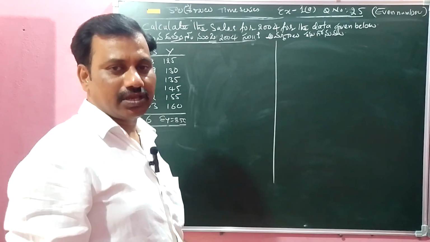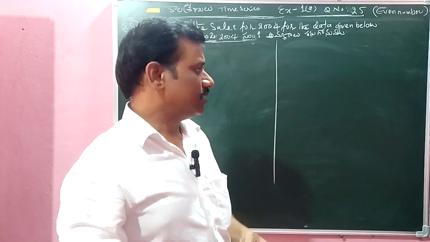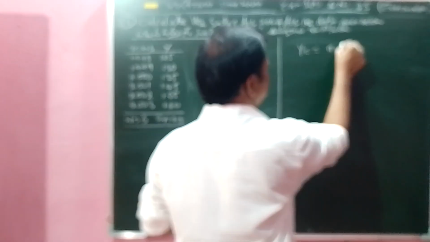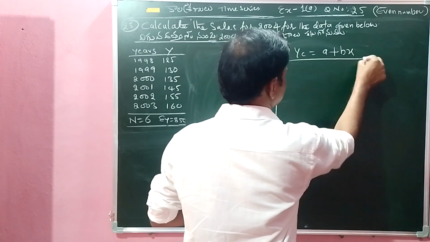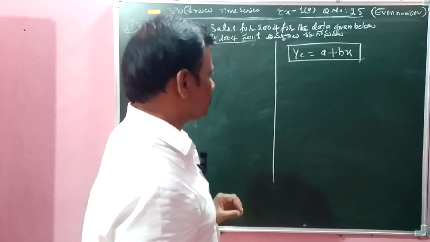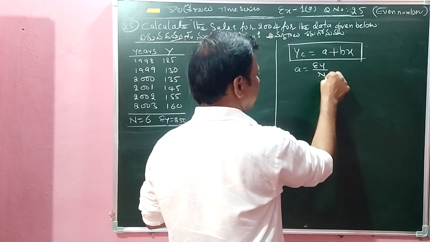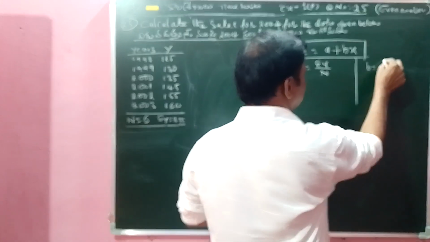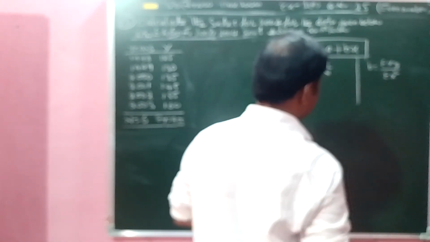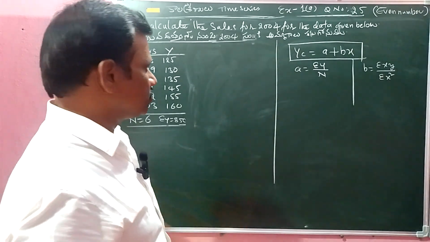So here they are asking for 2004 sales. To calculate 2004 sales, here the formula is YC equal to A plus BX. So here A equal to sigma y divided by n, B equal to sigma xy divided by sigma x square. With the help of this we are going to calculate 2004 sales.